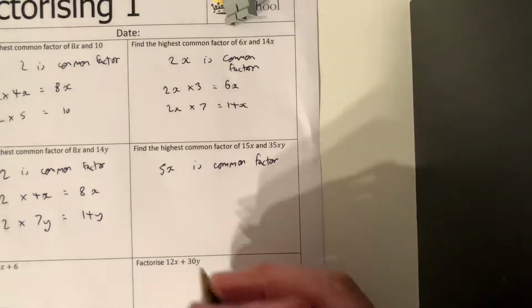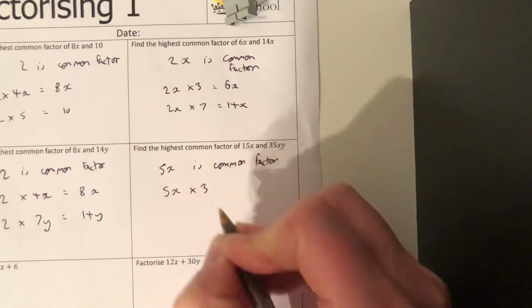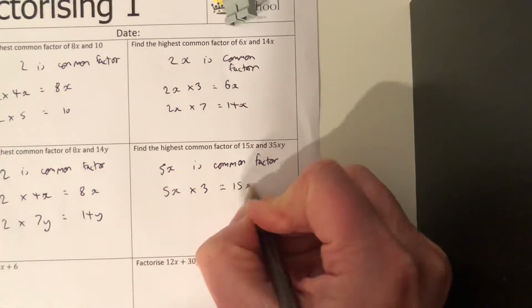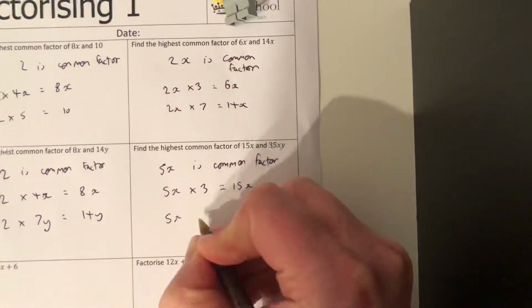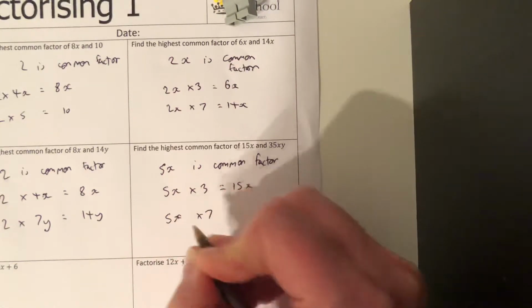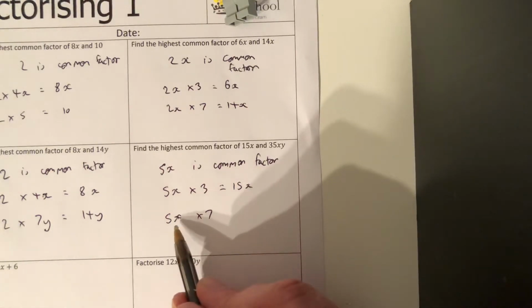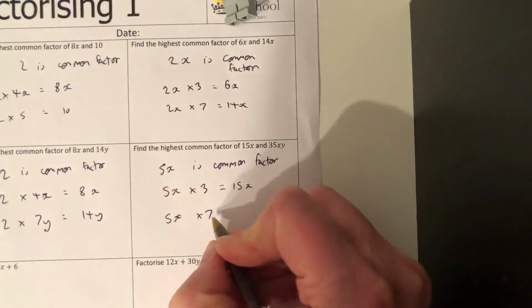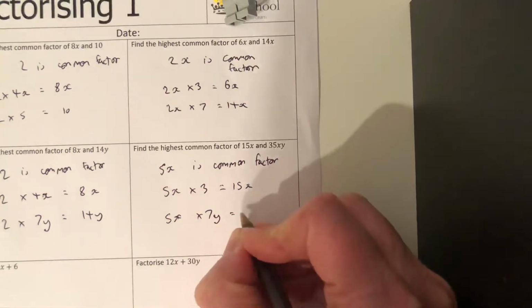And we can see how many times. So 5x, well, remember 5 times 3 gives us 15. So 5x times 3 gives you 15x. And how many 5s go into 35? 7. And how many x's go into xy? That's a bit of a weird one to say, but basically what do we times x by to get to xy? The answer is y. So 5x times 7y gives us 35xy.